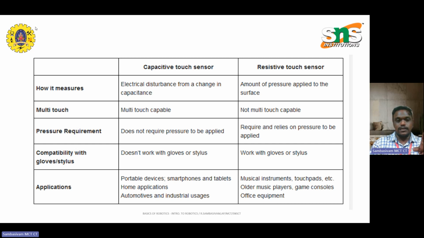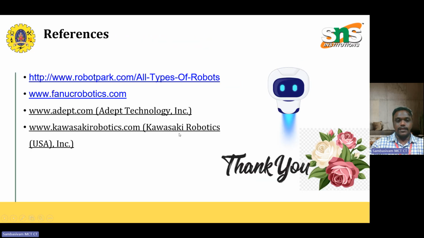Because in one particular area the sensing needs a disturbance of flow. There is no pressure requirement in capacitive but pressure is required in resistive. With gloves we cannot use capacitive, but working with gloves or a stylus is possible in resistive sensors. Applications of capacitive are portable devices like smartphones, tablets, home applications, and automobile and industrial usage, while medical instruments, touchpads, and older games use resistive sensors. This is the main difference between the two types of sensors.